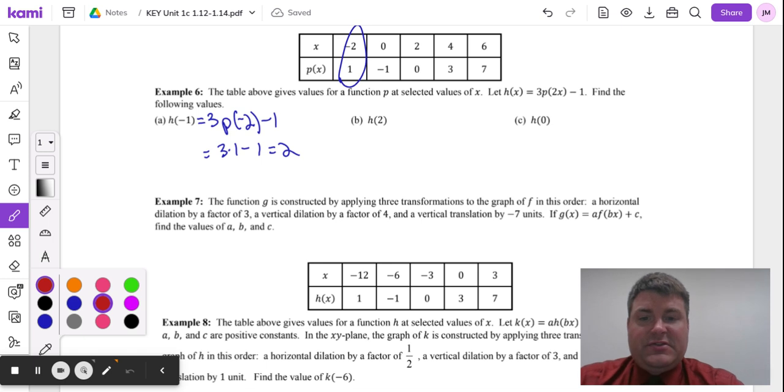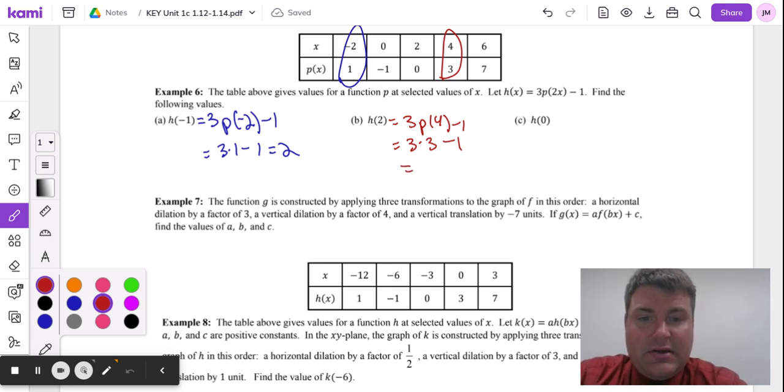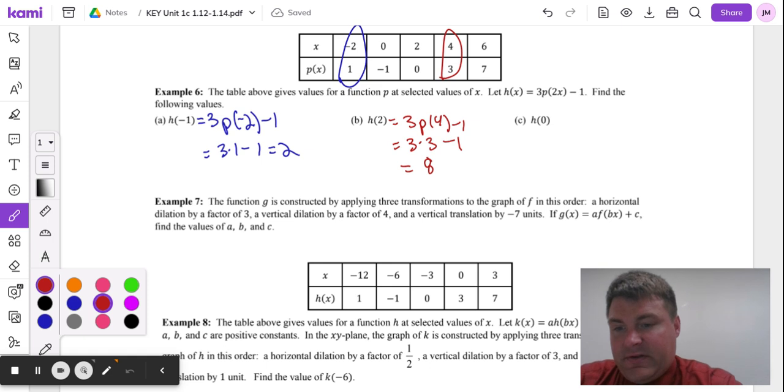Next one, we got h of 2. So we're going to plug that in. We're going to get 3 times p of 2 times 2, which is 4, minus 1. Using the table, when x is 4, p is 3. So we're going to get 3 times 3 minus 1, which is going to be 9 minus 1, which is 8.